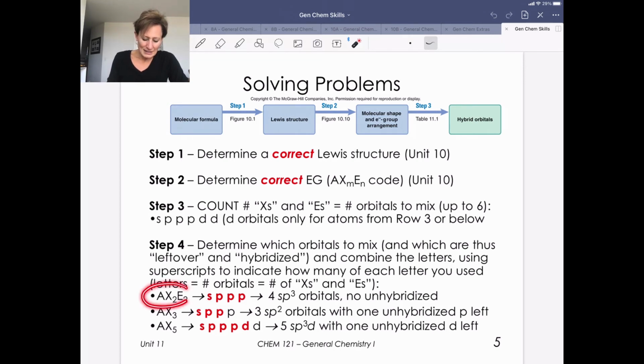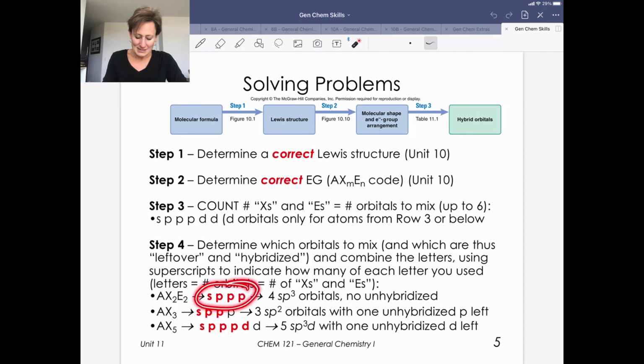All right, let's say that you figured out that the code for your central atom on your molecule is AX2E2. I have 2 atoms and 2 lone pairs on that central atom. I have 4 X's and E's. What that means is that I am going to take 4 letters here. I'm going to take just an S and 3 P's. I'm going to leave these D's alone, not doing anything with them.